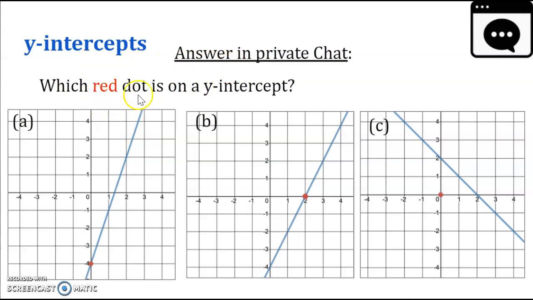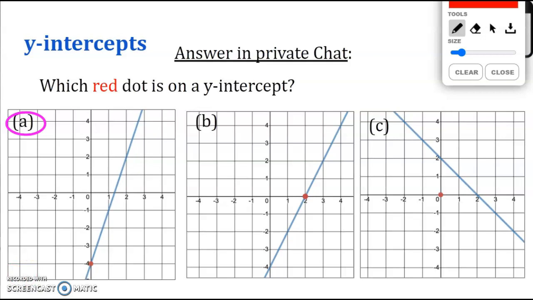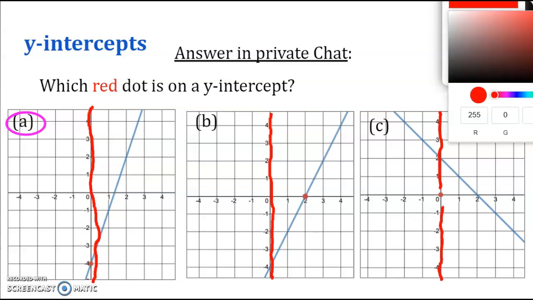Okay, answer in private chat. Which red dot is on a y-intercept? Is this a y-intercept? Is this a y-intercept? Or is this a y-intercept? Okay, the correct answer is A. Why? Because remember, the y-axis is this line. This is my y-axis. I'm sorry that I can't draw my lines very well. And remember, the definition of y-intercept is where the graph is crossing the y-axis. And the graph is this line. This is my graph.